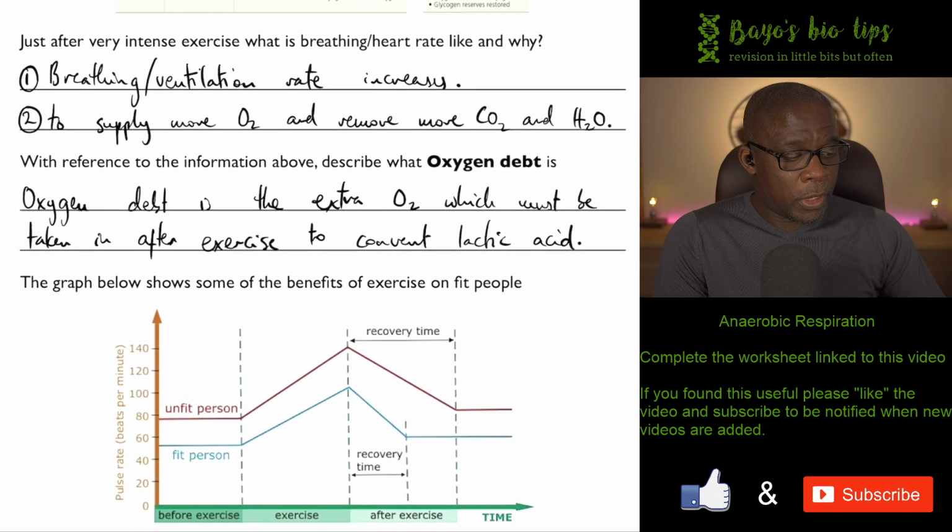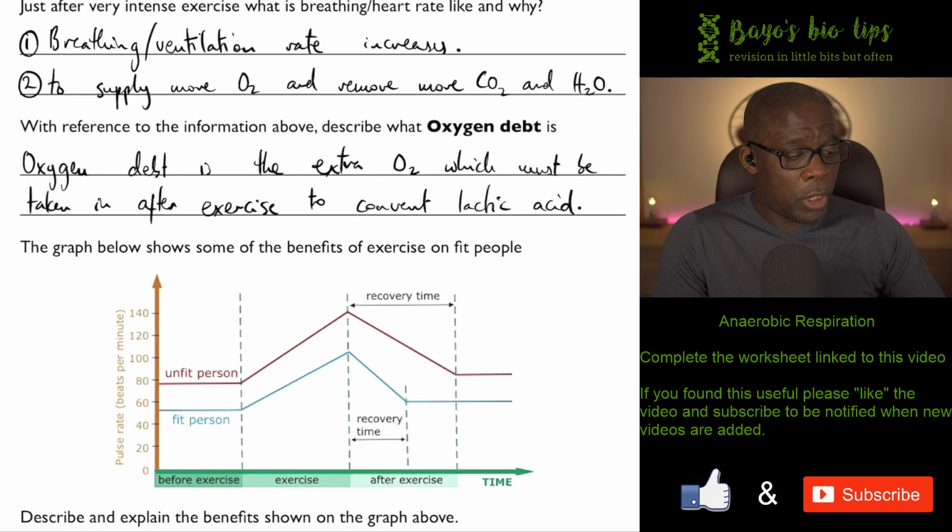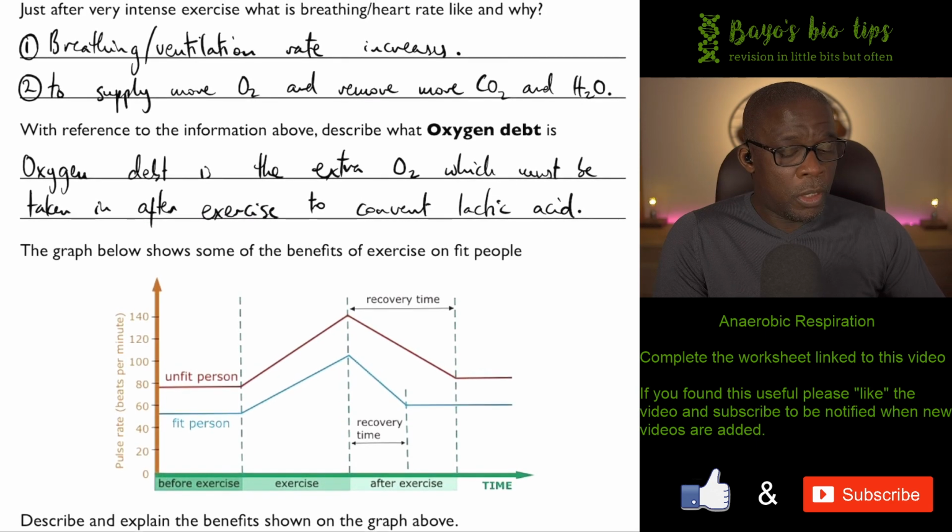So let's have a look at this graph, which illustrates the difference between fit and unfit people. So I'll give you a few seconds to just have a look at that graph and see if you can identify two differences between fit and unfit people. You can pause it to think about it.